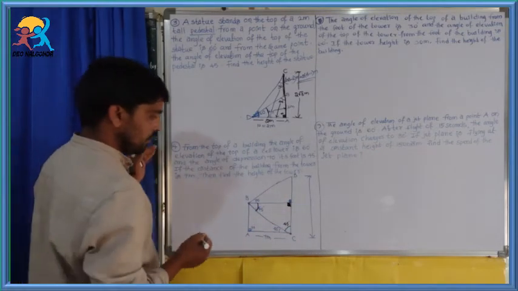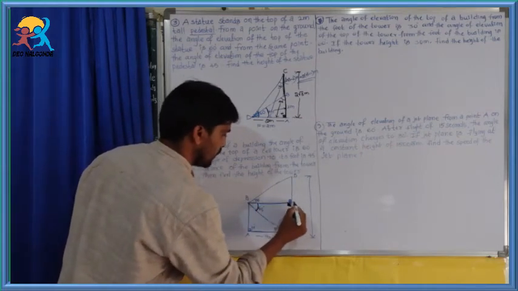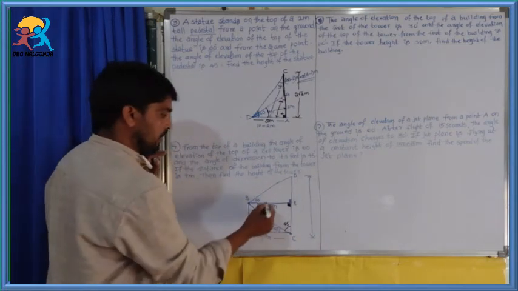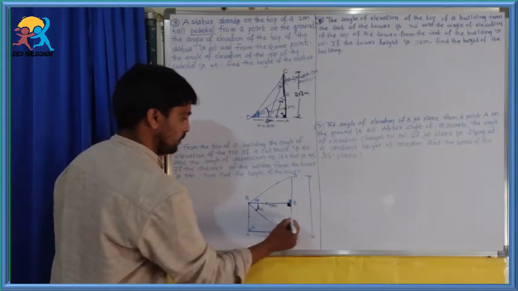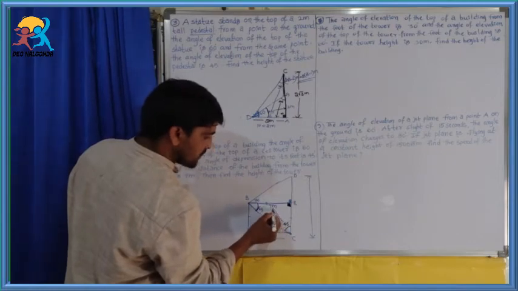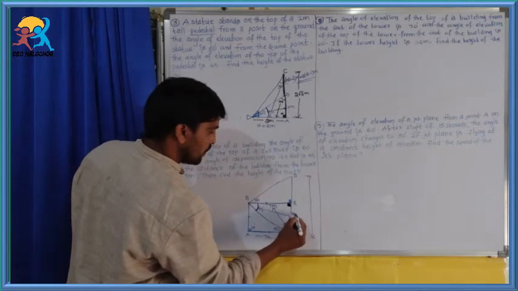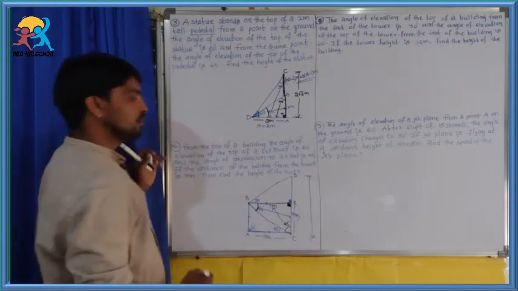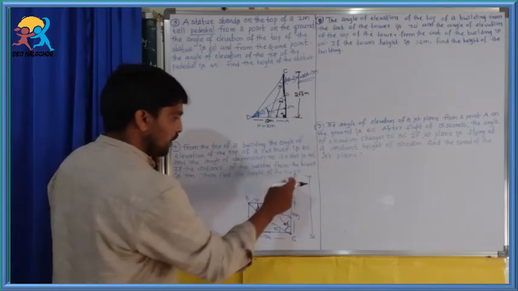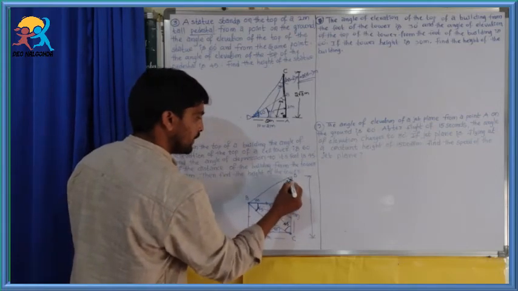Now AC is 7 meters, then BE is also 7 meters, as ABEC is a rectangle, opposite sides are equal. Opposite to 45 degrees is 7 meters, then opposite to 45 degrees this side is also 7 meters. EC is also 7 meters. In triangle DBE, this is 60, this is 90, then automatically it will be 30 degrees.